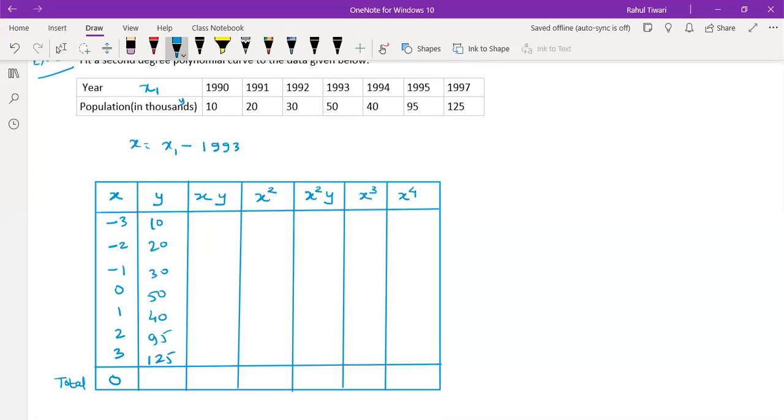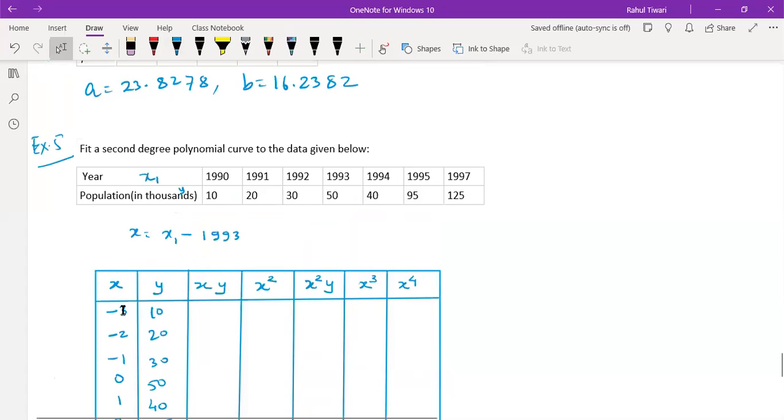125. And once you have this x data and y data, it is very simple. What you have to do, this is your x data, this is the y data. Feed the data in polynomial form. This is a second degree polynomial. So what is second degree polynomial?